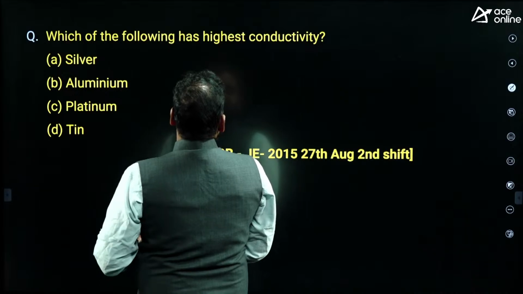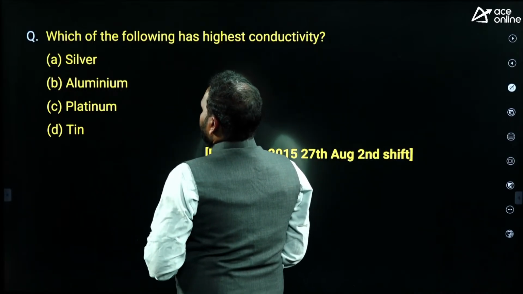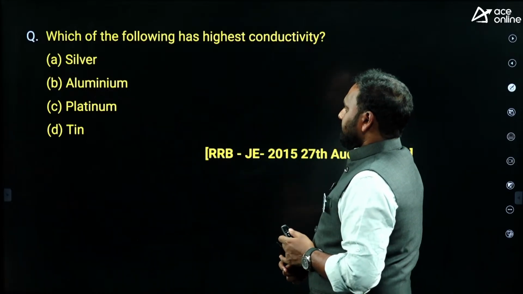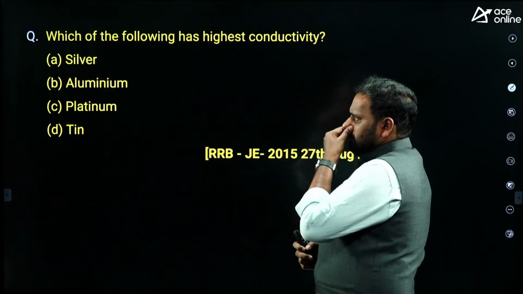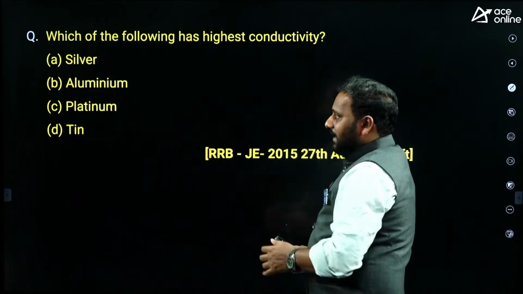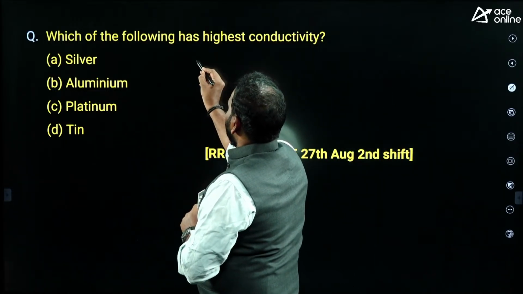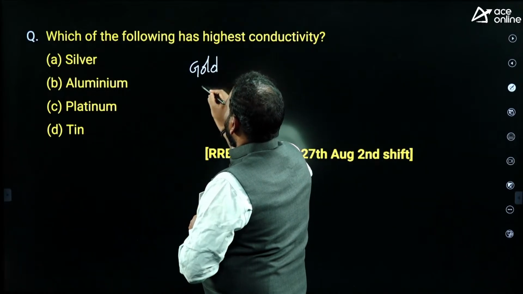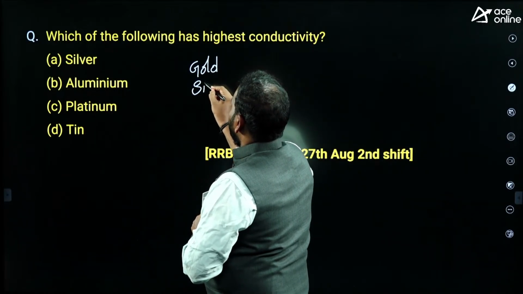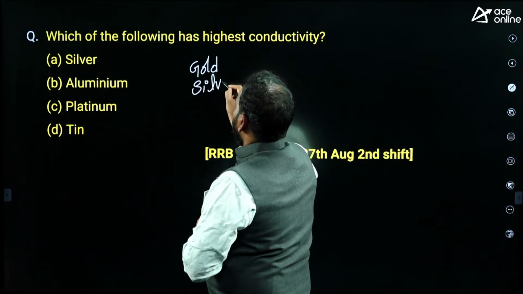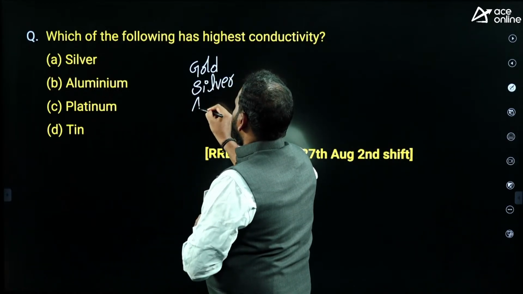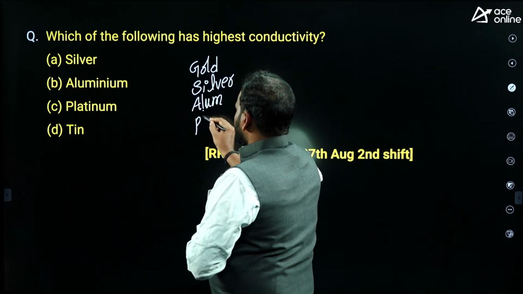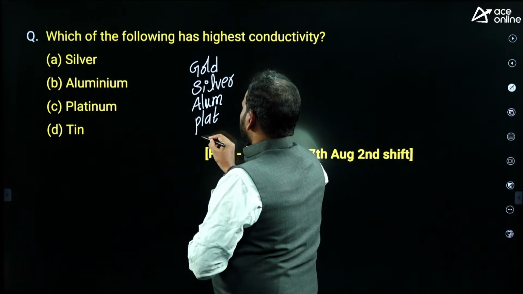Which of the following has highest conductivity? Silver, aluminum, platinum and tin. Can you guess the answer? Actually the order is gold, next silver, aluminum, platinum and tin.